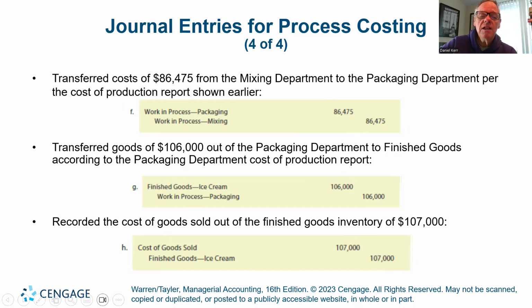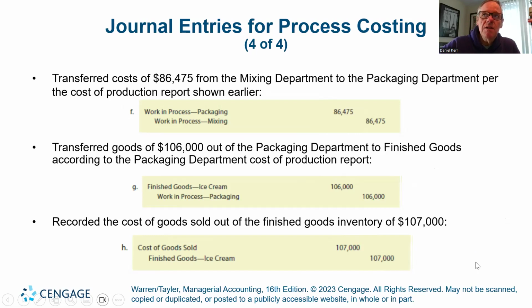Then here in the last one, transaction H, we transferred goods out of finished goods. So we actually have to now record the cost of the goods that were sold. So we're debiting cost of goods sold for 107 and we're crediting finished goods for 107. Right, so there's the flow.